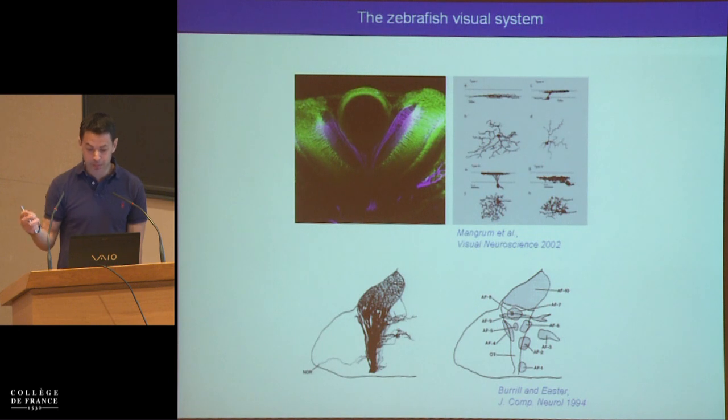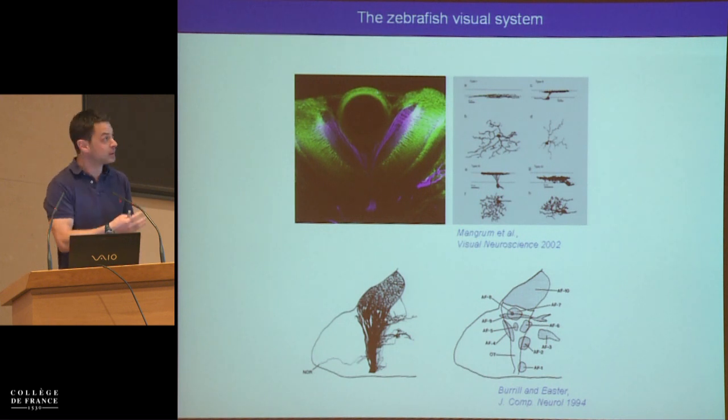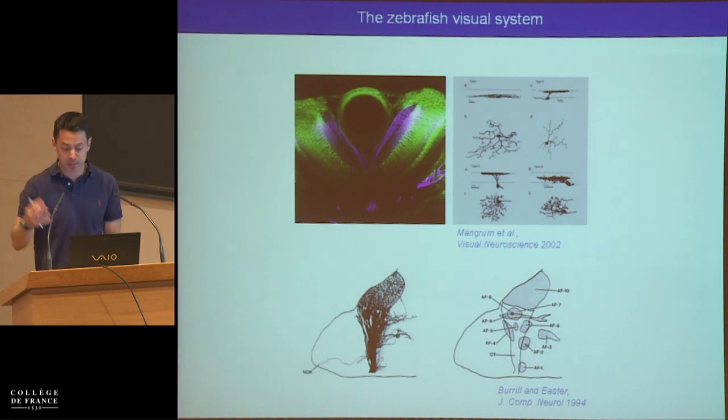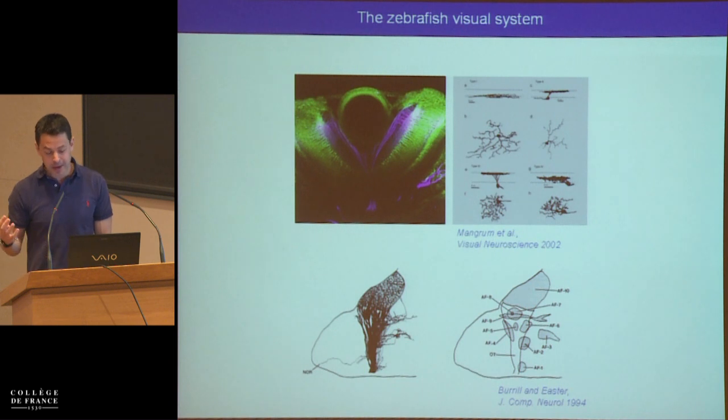So I can perfectly understand if people in the audience think that we're just reinventing the wheel. Why do we need another system to study motion vision? Mouse is very powerful, for example. And this is where my advert for the zebrafish comes in.